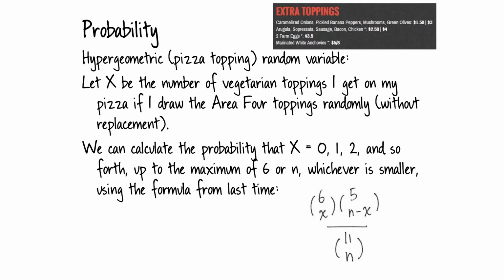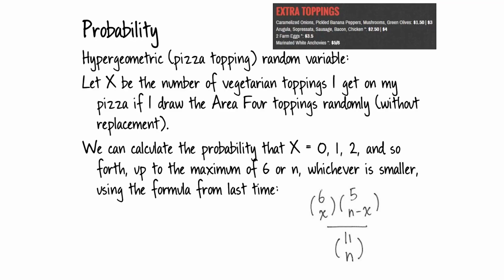Okay? And in this case, the maximum number is the minimum of 6 and n. Why is that? Perhaps you don't remember what the setup of this problem was. 6 is the number of vegetarian toppings available, so I can't get any more than that. n is the number of toppings that I'm choosing at random, so I can't get any more than that. Okay, so the minimum of 6 and n. Sorry, I wrote this in a somewhat confusing way, but I think it's actually correct up there. So up to 6 or n, whichever is smaller.